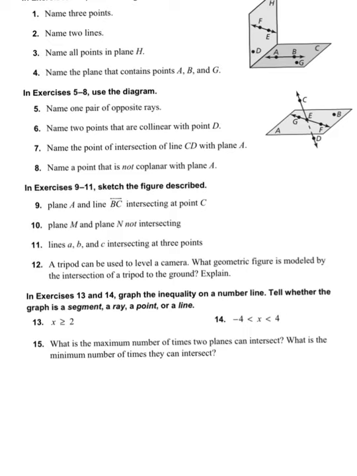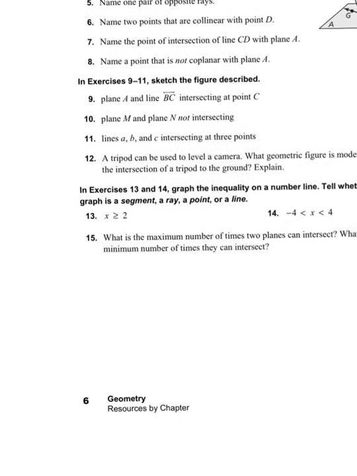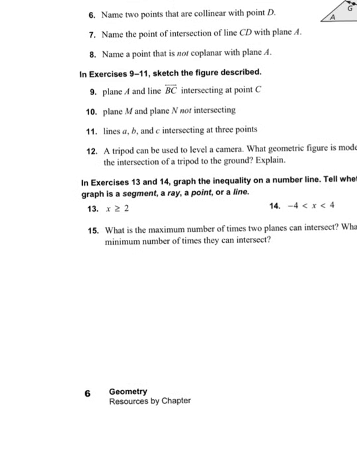So we want to draw a plane called A. So I'm just going to go down here. And we will say number 9 is down here. I want to draw a plane A, so I'm just going to draw a plane first. And I'm going to label this A. And then a line BC intersects at point C.